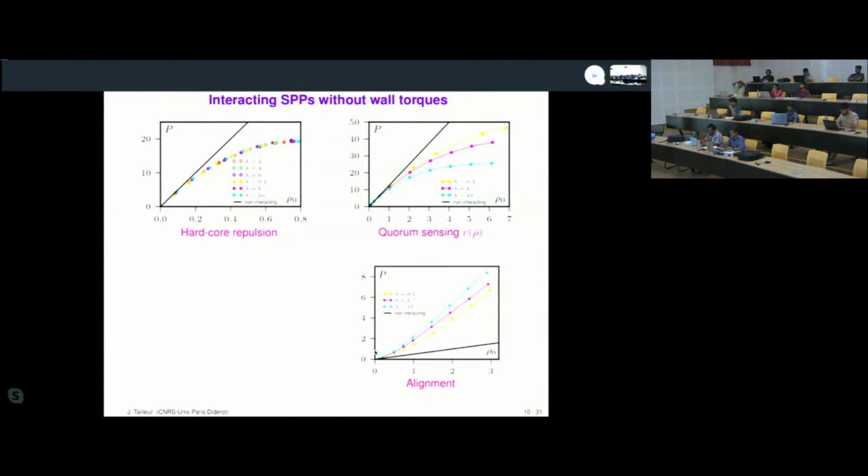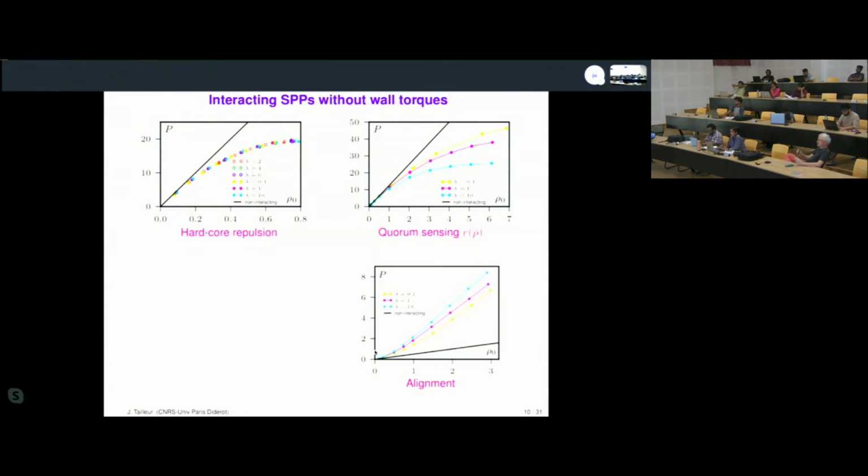The straight line is the result you get for non-interacting particles. The symbols or simulations you obtain for the pressure of interacting particles, and the different colors correspond to different stiffness of the potential. And as you can see, all these points fall on the same master curve. So in this case, I have an equation of state for my interacting system of spherical particles, torque-free. And so in this case, hardcore repulsion does not break the existence of an equation of state.